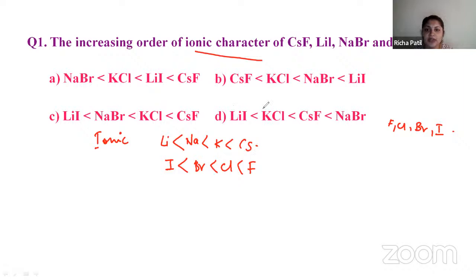So it can be shown more in which one? It is not C, because lithium iodide will have less ionic character. It is B. You have to tell the increasing order of ionic character, so it is B. Here lithium is less as compared to this.